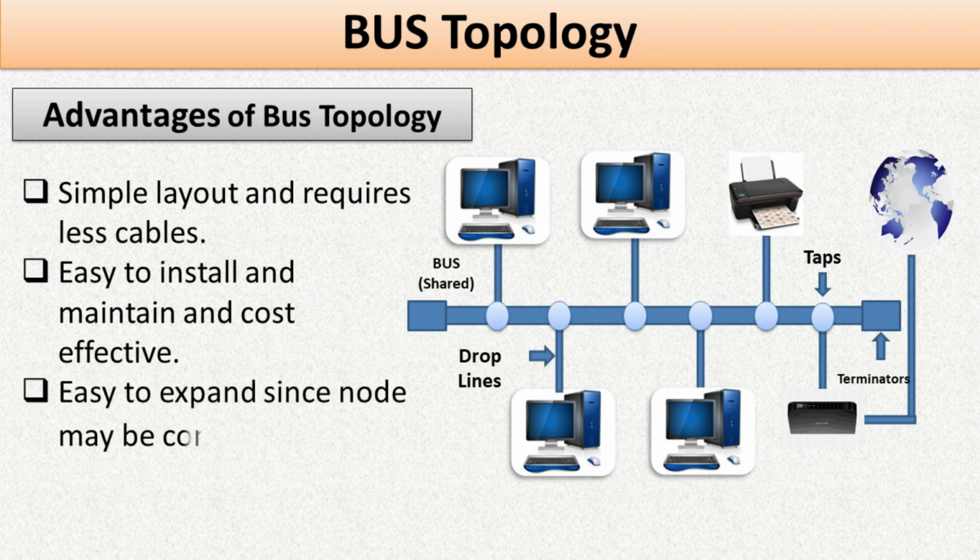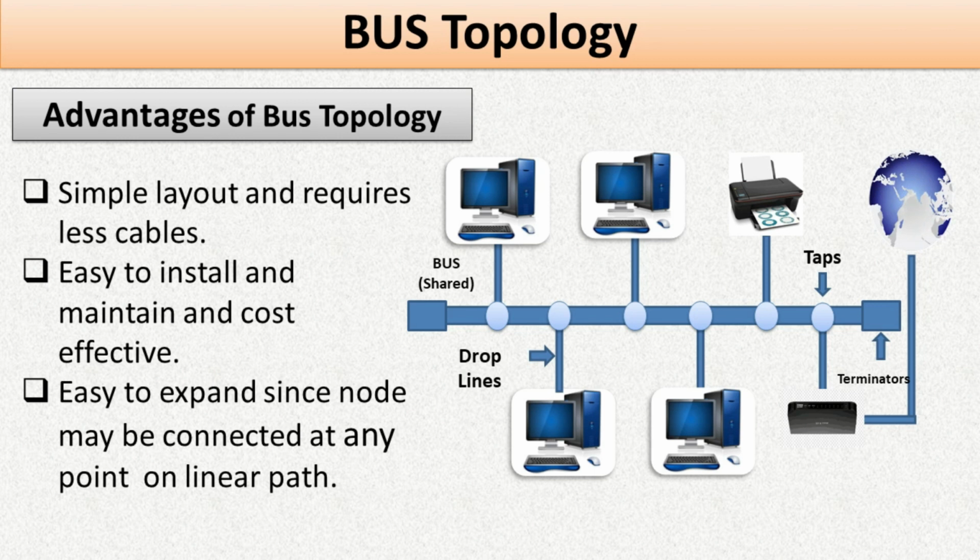Easy to expand since a node may be connected at any point on the linear path. So suppose I want to add more computers to expand my network, I can easily add more computers in my bus, that is in the shared cable.